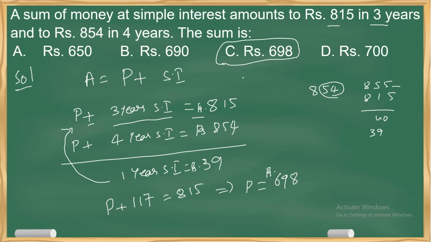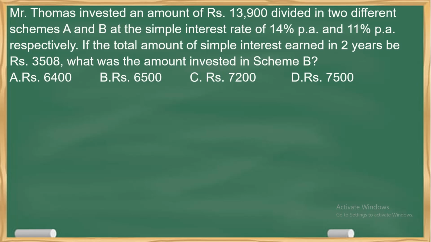If you are not able to understand, again please go back to the explanation right from the starting. Okay. Now next one. Mr. Thomas invested an amount of 13,900 in two different schemes, A and B, at simple interest rate of 14% per annum and 11% per annum respectively. If the total amount of simple interest earned in 2 years be 3508, what was the amount invested in scheme B? So first again you pause, solve the question, and later check your answers.